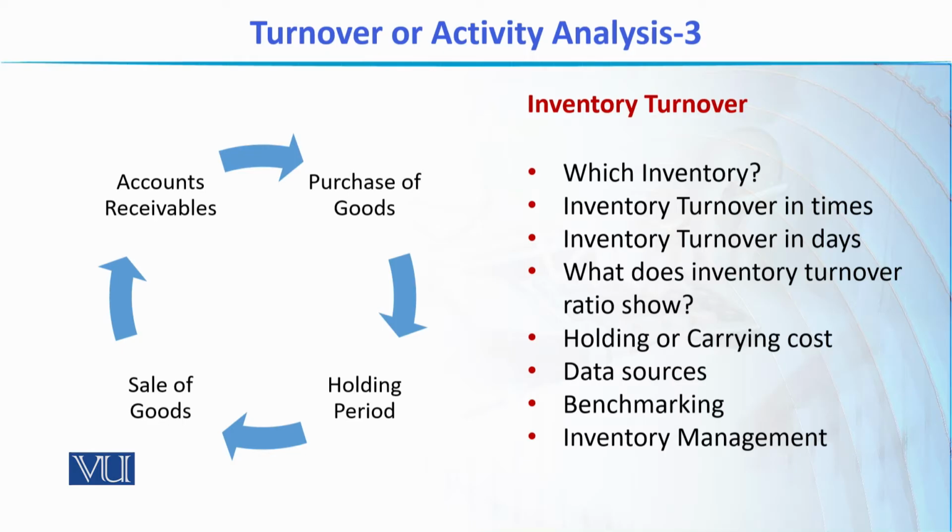Inventory is simply those goods which are kept in the business for the purpose of sales. Sometimes the goods are sold as they are purchased, and in case of manufacturing, these goods are converted into some other form. So we call it the raw material which is converted into finished goods. Like receivables turnover, inventory turnover can also be calculated in terms of times or number of days.